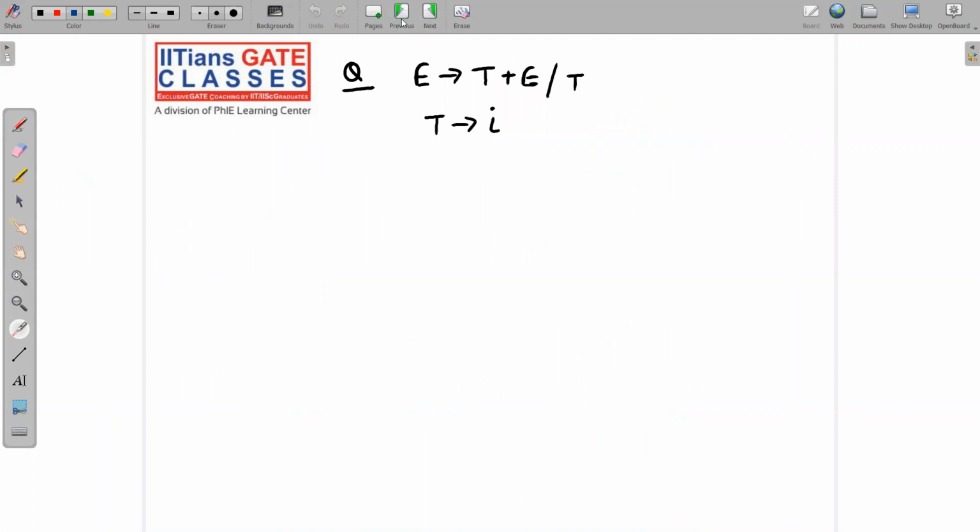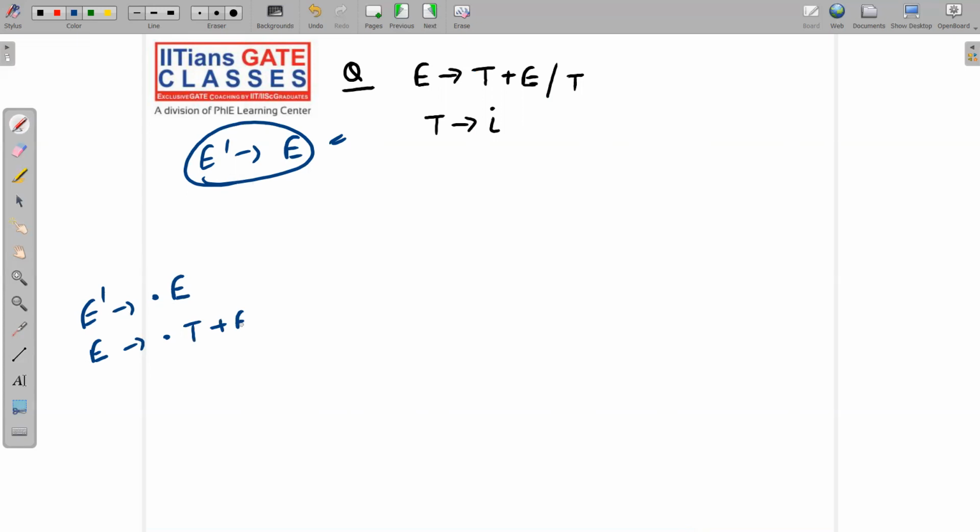This is another example that is also very beautiful. Let me show you. I'm not going to waste time; I'm directly adding our augmented production and making the DFA. So E dash implies dot E, dot is present in the beginning of E. So I will add all the E productions with dot in the beginning. That means E implies dot T plus E, and E implies dot T.